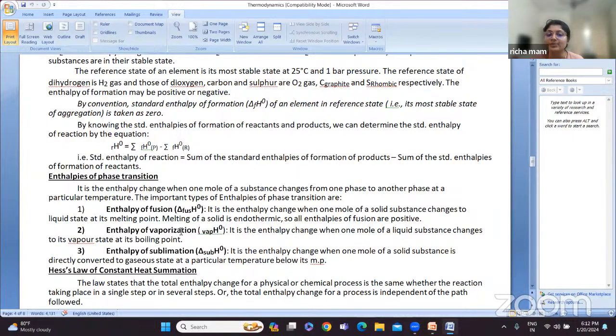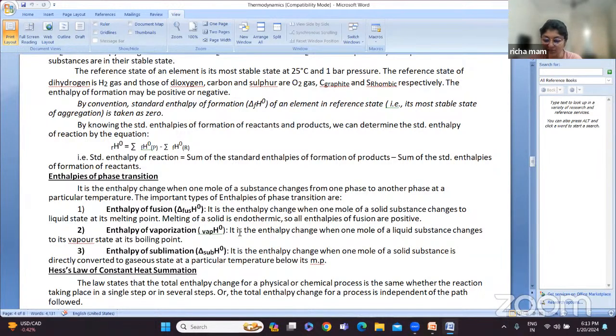Now, enthalpy of vaporization means what? When the enthalpy change occurs as one mole of a liquid substance changes directly to its vapor state at its boiling point, it is called enthalpy of vaporization. That is, your liquid state is undergoing change to vapor state. Then what is enthalpy of sublimation? When the enthalpy change occurs as one mole of a solid substance directly undergoes change to the gaseous state, without going through the liquid state, at a particular temperature below its melting point, it is called enthalpy of sublimation.